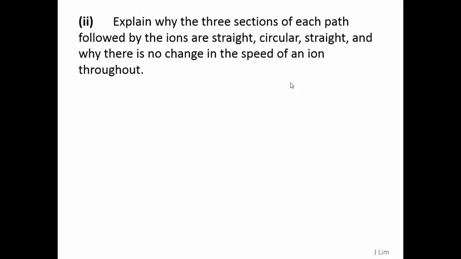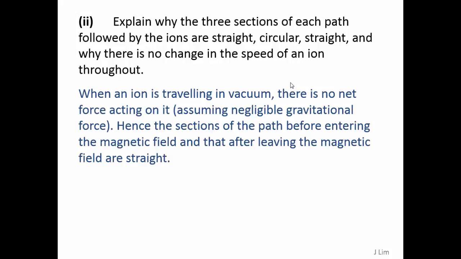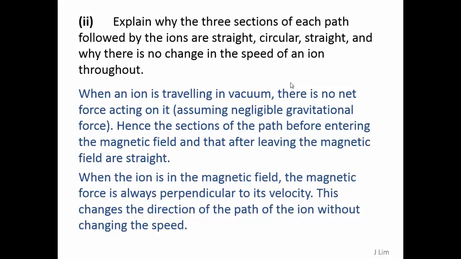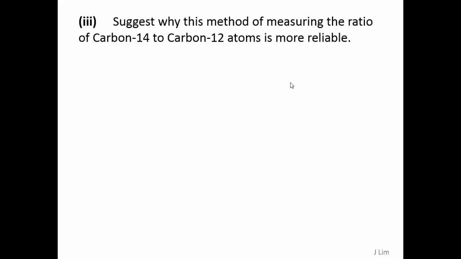Explain why the three sections of each path followed by the ions are straight, circular, straight, and why there is no change in the speed of an ion throughout. When an ion is traveling in vacuum, there is no net force acting on it. Hence, the sections of path before entering the magnetic field and that after leaving the magnetic field are straight. When the ion is in a magnetic field, the magnetic force is always perpendicular to its velocity. This changes the direction of the path of the ion without changing the speed, so the speed remains the same.